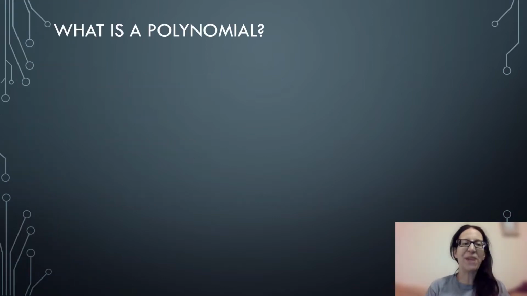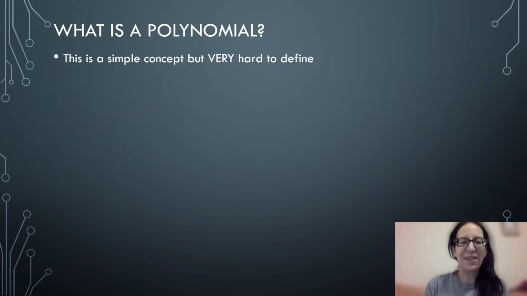So the first question we have here is, what is a polynomial? This is a simple concept, but it's very hard to define. In fact, it's so simple that you already know a bunch of polynomials and you know how to add, subtract, and multiply them because you've been doing it. But actually defining what a polynomial is in precise terms is really hard.